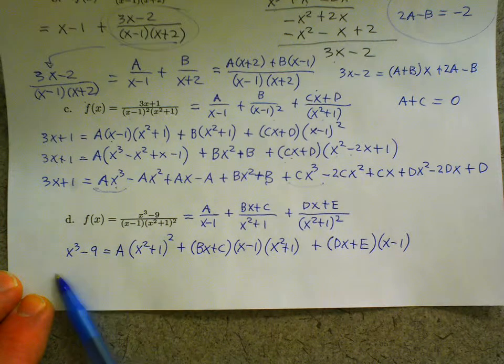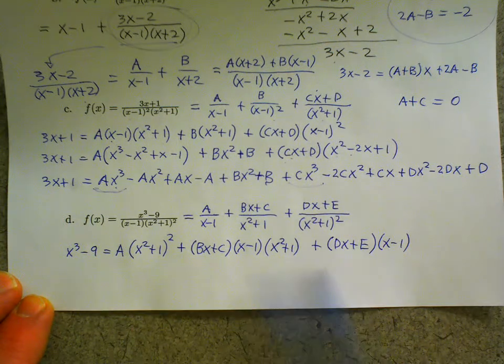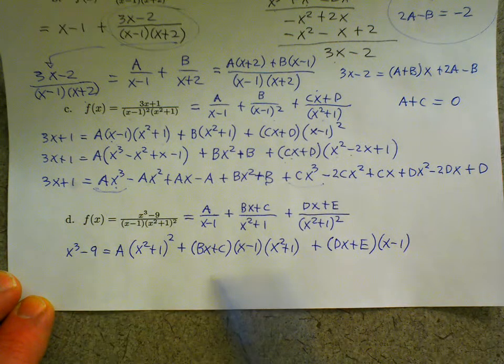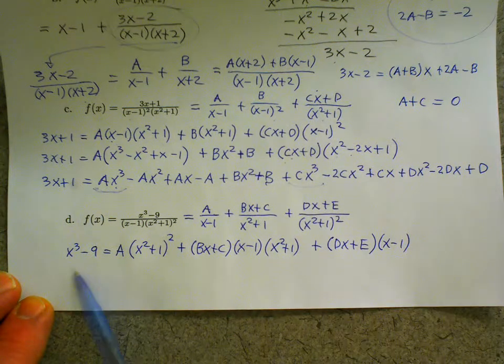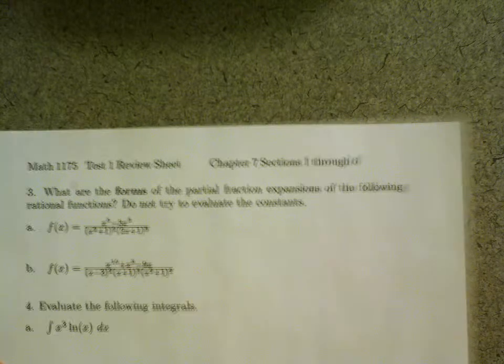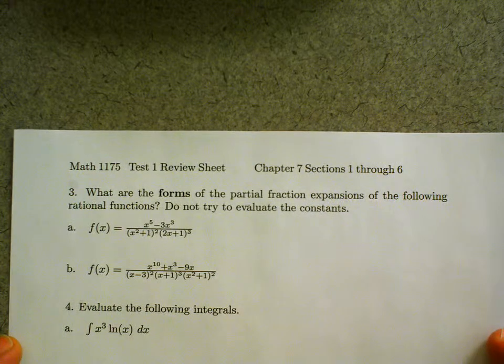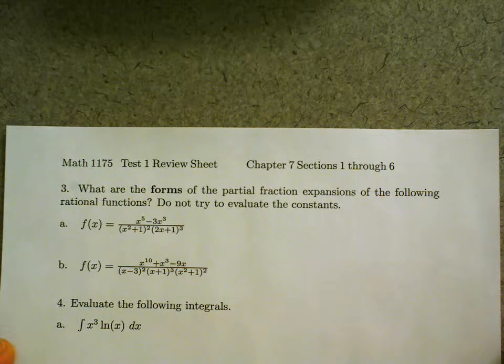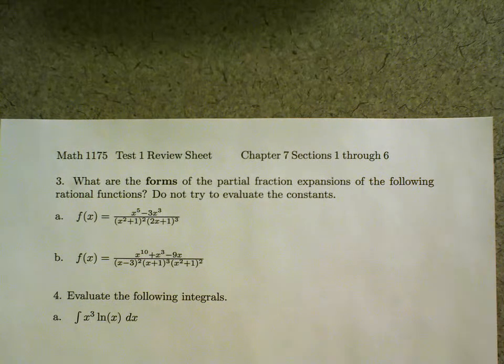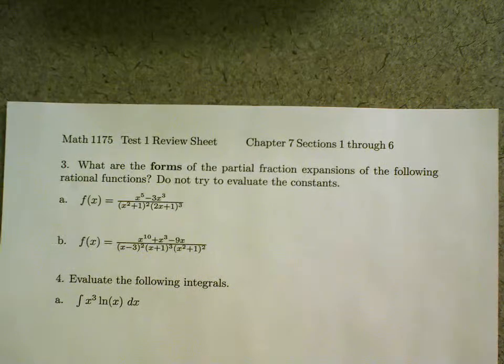Okay, I'll leave the rest of that for you to do. Just expand the right-hand side, combine like terms, and then observe what the coefficients must be equal to based upon what's on the left-hand side. And the next problem, number 3. This one won't be so hard because all we're going to do is write down the forms without finding the actual values of the letters.